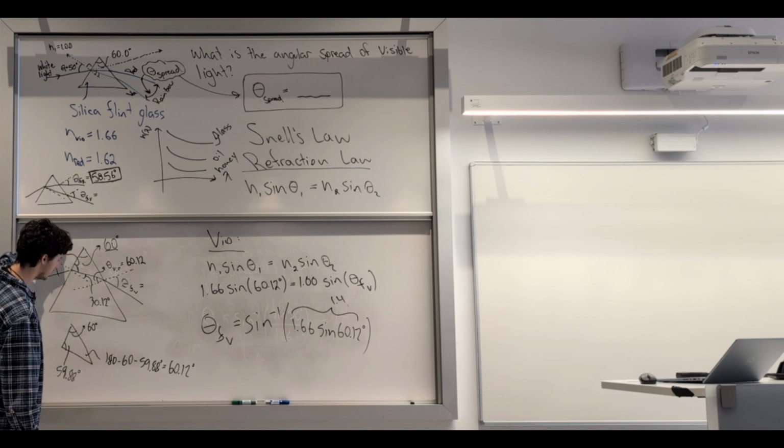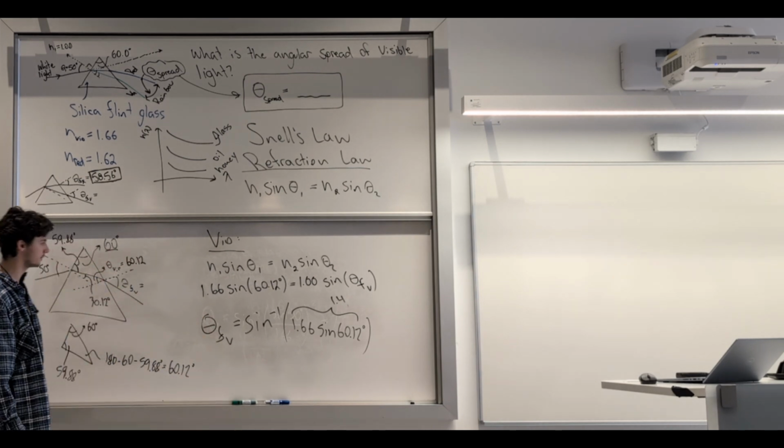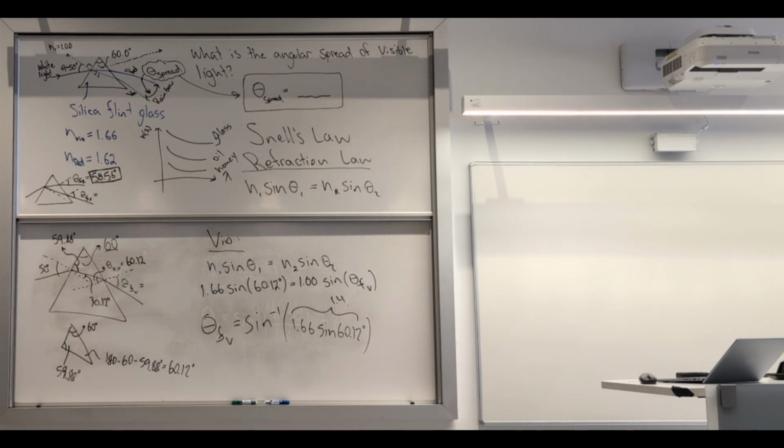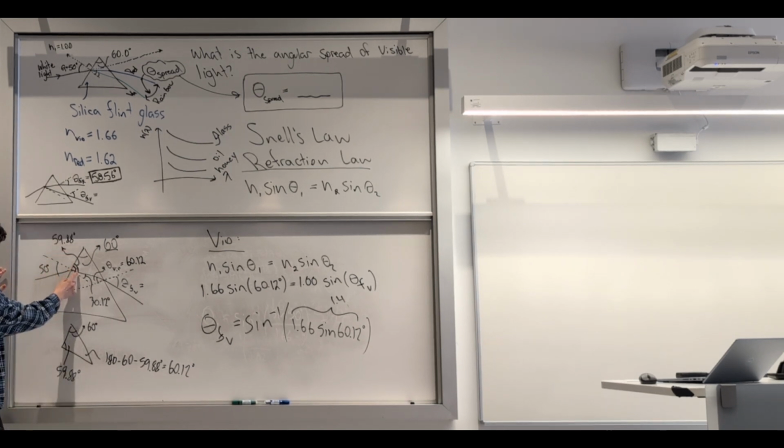I'm kind of just reverse engineering here what I did to see where this error is coming from. Here we got an error. We should have gotten some angle. So where did we get this 59.88 from? We did 90 degrees, from the prism to this normal, minus 30.12.